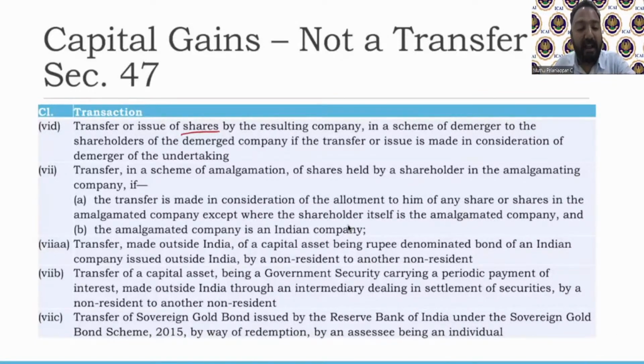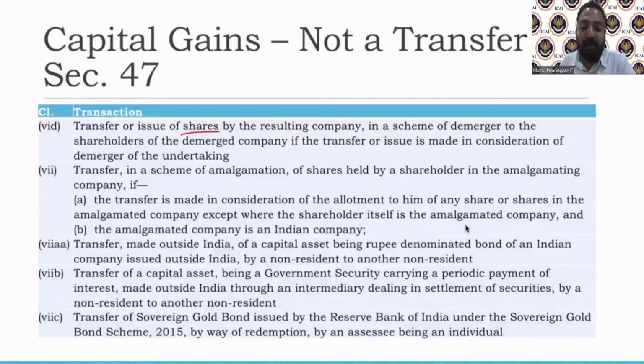So similarly, transfer in a scheme of amalgamation of shares held by a shareholder in the amalgamating company is also not included. Clear? Only thing, in both these cases, they say that the transfer is made in consideration of allotment to him of any share or shares in the amalgamated company, where the shareholder itself is not the amalgamated company. And the amalgamated is an Indian company. So basically, forget this Indian company, because everywhere we said the recipient company should be an Indian company.